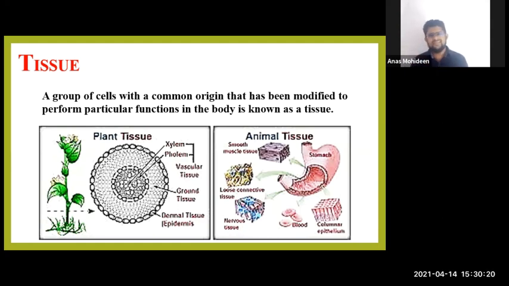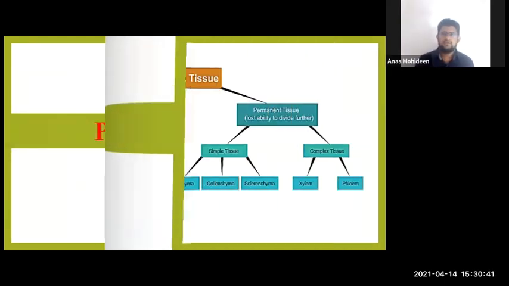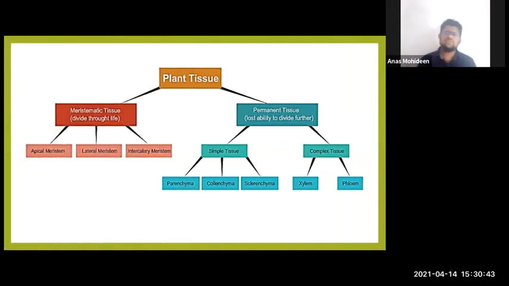These tissues are present in all living organisms. We are going to divide these tissues into two: plant tissues and animal tissues. Today in our topic, we're going to take the plant tissues in a summarized way. Basically, we divide the plant tissues into two: meristematic tissues and permanent tissues.